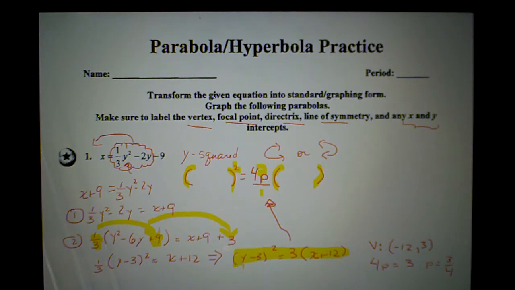Since it's a sideways parabola, it's the y stuff that is squared and the x stuff that is linear. 4p is positive. Since I had y squared, I knew it was a right or a left, but since the 4p is positive, I know I have an open right. So I'm going to be drawing a sideways parabola that opens to the right.